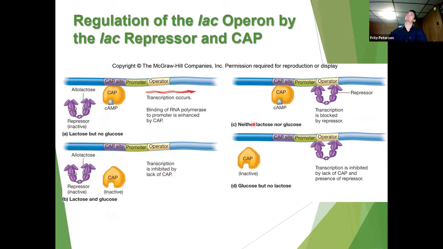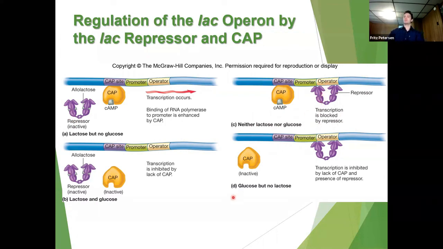What happens when neither lactose nor glucose are present? So because there is no glucose, your cAMP complex will be on the CAP site. This cAMP will be made because there's no glucose to accept that phosphate group, but there's no lactose, meaning the allolactose that we had present over in these two examples will not be present. So your repressor will be able to bind to your operator, so transcription will be blocked by the repressor.